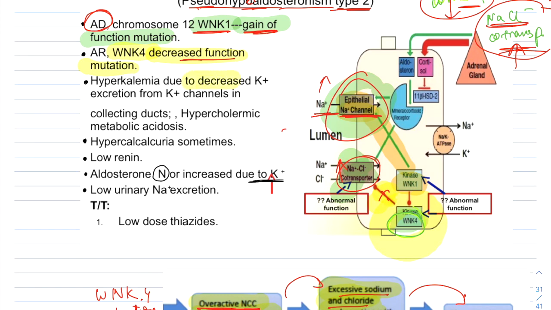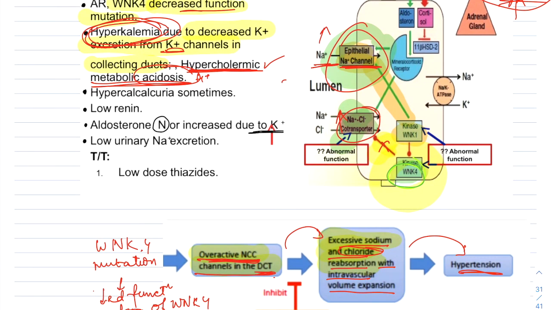Now, because of decreased potassium excretion from potassium channels in collecting ducts, there is presence of hyperkalemia. Also, because of excessive chloride reabsorption, there will be hyperchloremic metabolic acidosis. The hydrogen is also less lost, and potassium is also lost less. So it causes hyperkalemia and acidosis. Okay, so there will be hyperchloremic metabolic acidosis and hyperkalemia.